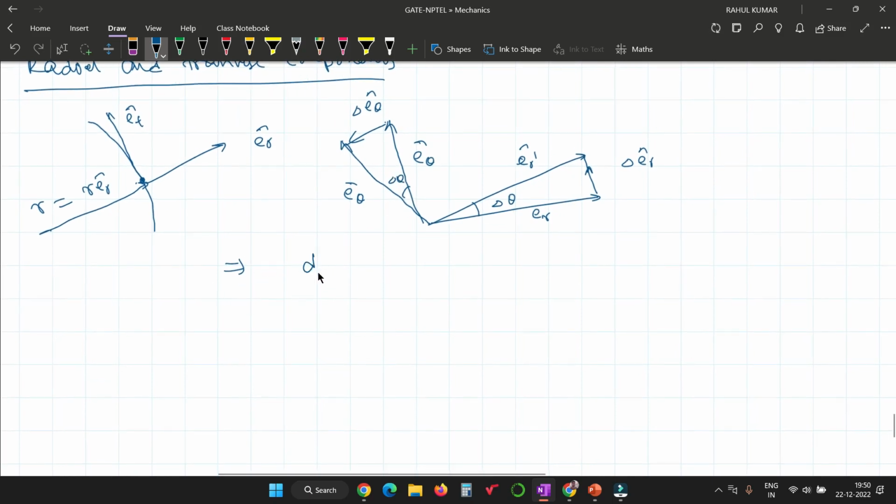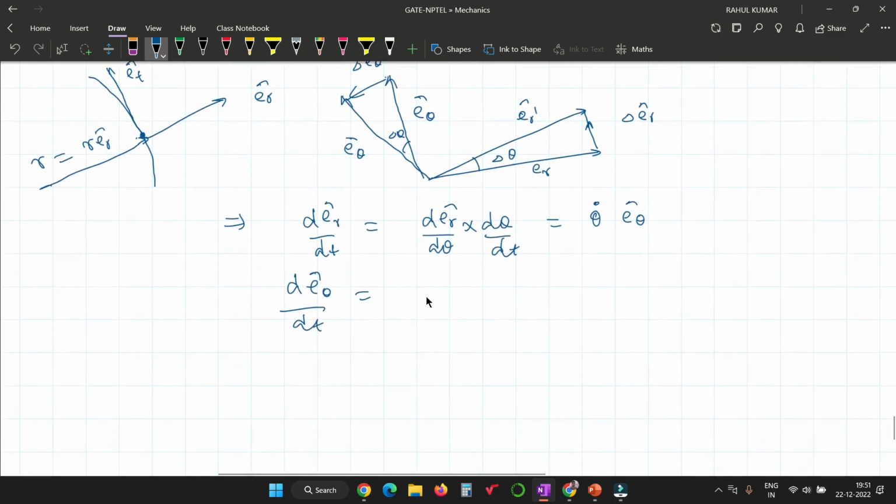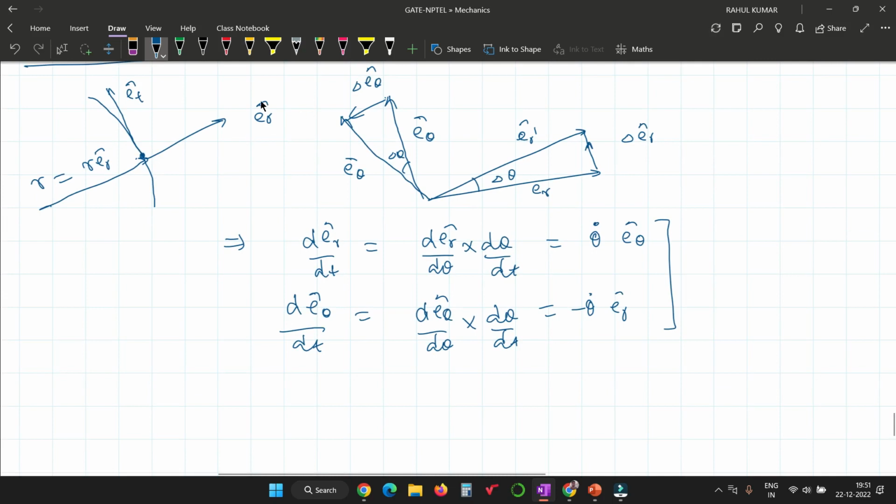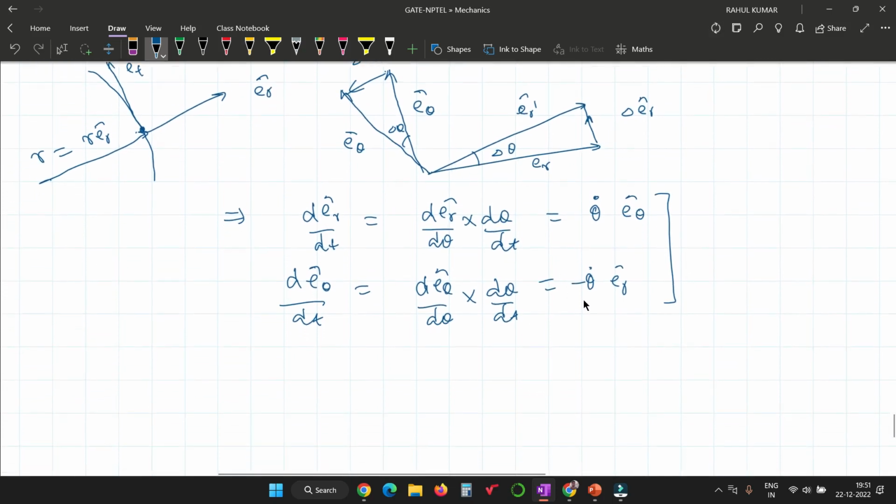The derivative of er cap with respect to time is der by d theta into d theta by dt, and d theta by dt is nothing but omega or theta dot. So der by d theta is equal to e theta. Similarly, d e theta by dt is d e theta by d theta into d theta by dt, which is minus theta dot er. Here you write minus er because it is just the reverse of the previous er.